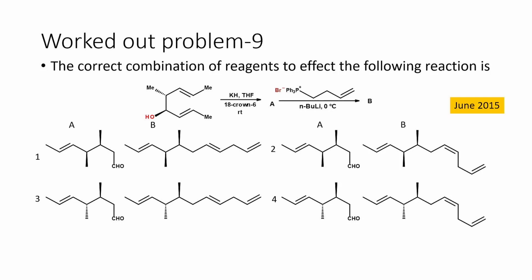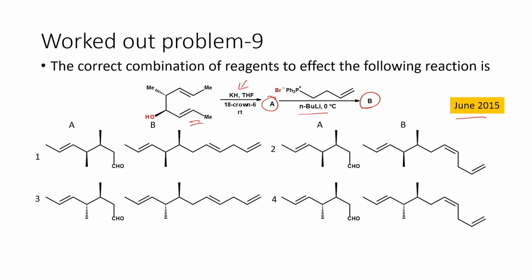The correct combination of reagents to effect the following reaction is... here we have a starting material, a dialkene, and this is treated with potassium hydride and 18-crown-6 at room temperature to give an intermediate A, and that was treated with a phosphonium ylide and n-butyl lithium at -20 degrees, 0 degrees. That leads to a final product B. These are the two things given here, and this question was asked in December 2015.